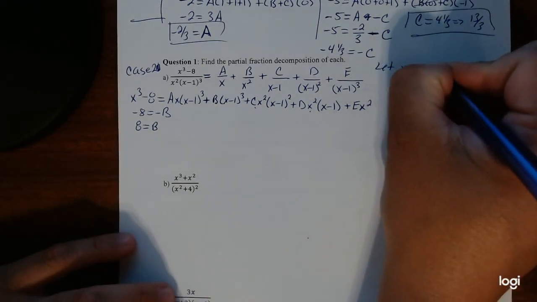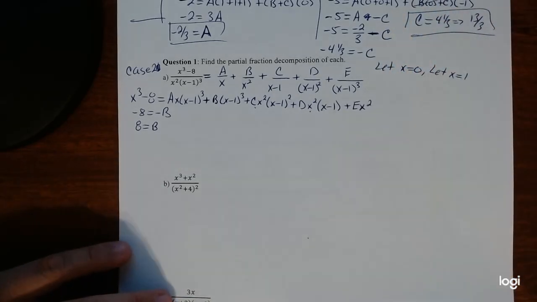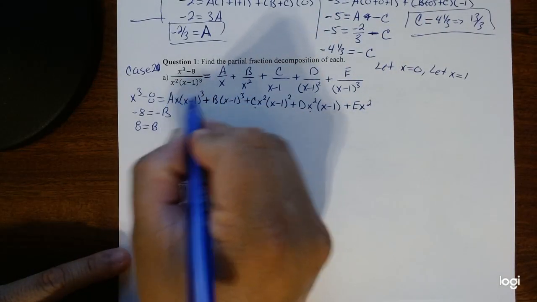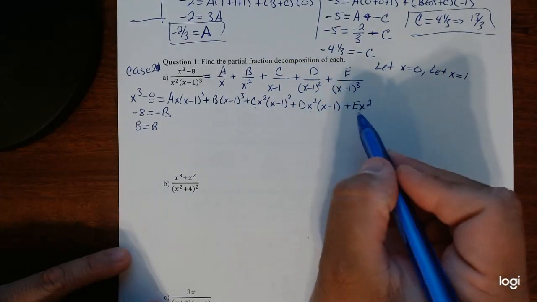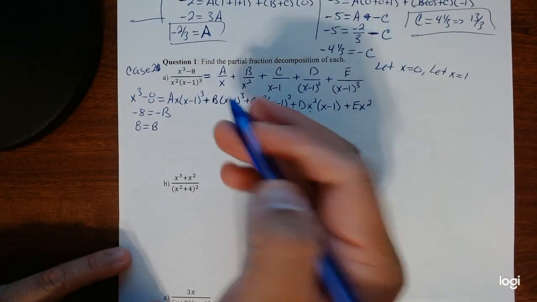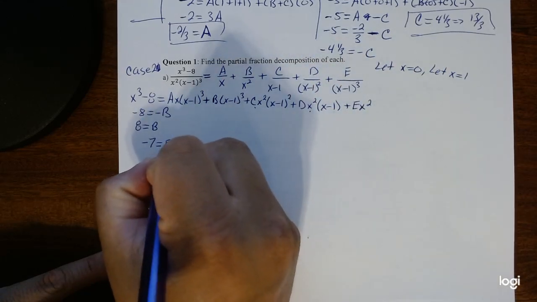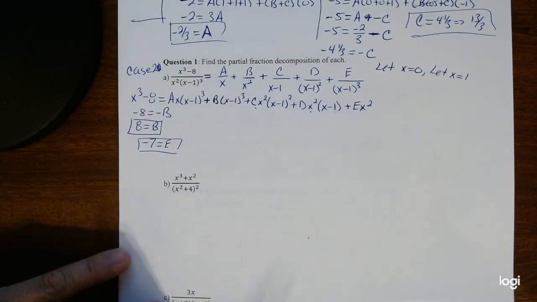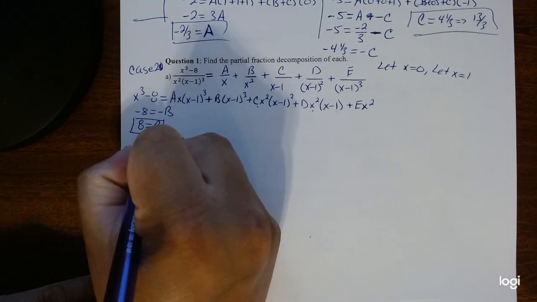And again, let's do the same thing. So we're going to let x equal 1 and see what happens there. If I let x equal 1, those cancel, so that goes to 0, that goes to 0, that goes to 0, and also that goes to 0, right? So the only one left standing is right here. So 1 minus 8 is -7, and this is going to be e. So look at that. Right off the bat, we already got 2 down. So b is 8, and e is -7.